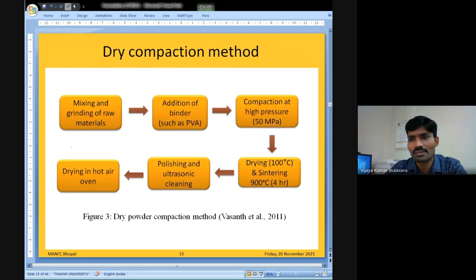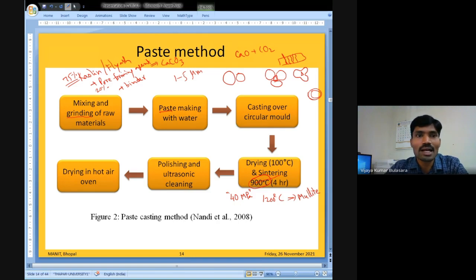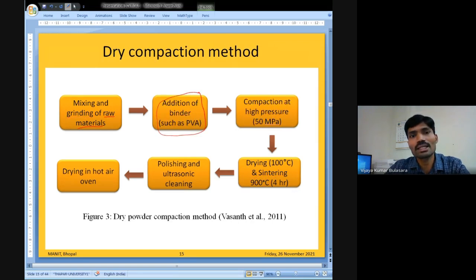Another method is the dry compaction method. So in this, we don't add water to make paste. We add only a binder, because here in the raw materials we are only using the main raw material, that is kaolin or fly ash, and pore forming agent. But in the paste casting method we are adding some binder along with the raw materials. Here the binder is added after mixing and grinding of the raw materials, that is kaolin, fly ash and pore forming agent, calcium carbonate or magnesium carbonate. Okay, then they are ground into fine powder.